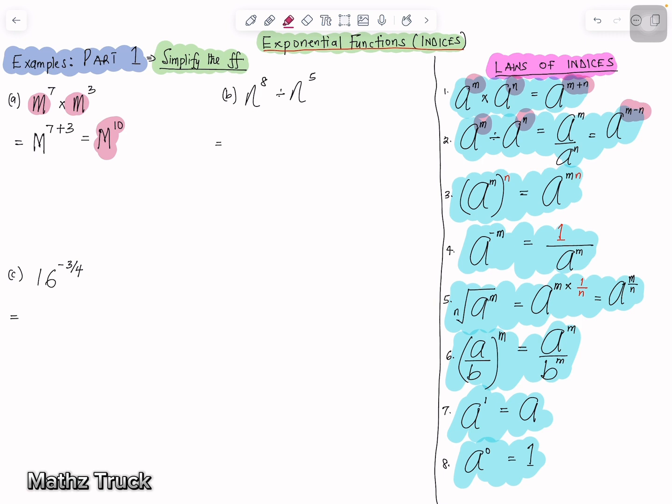Since it's a division sign, we will just write the base, which is base n. The exponent, since it's a division, we have 8 minus 5, and that gives us base n exponent 8 minus 5, which is 3. That becomes the final answer. So we have base n exponent 3.